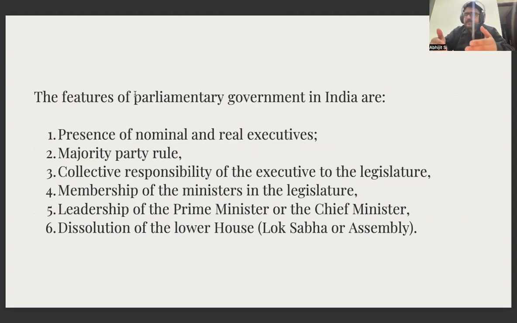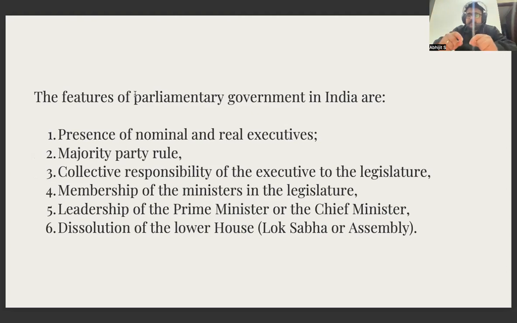India has a parliamentary form of government. And some of the features associated with the parliamentary form of government in India are the presence of nominal and real executives. The nominal executive is your president, and the real executive is the prime minister and his cabinet of ministers, or the prime minister.